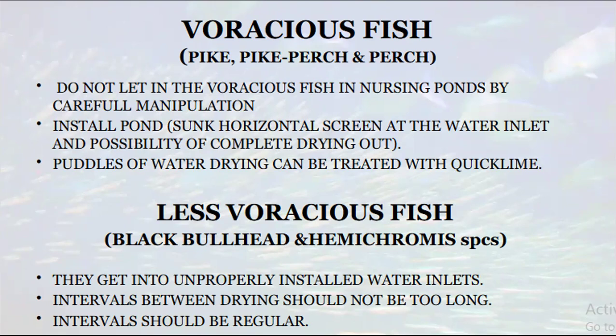And how can we control the less voracious fish like black bullhead and hemichromis fish? Basically, these less voracious fish can enter the culture system easily. And make sure the inlet is properly installed and the drying out period is not too long, because if it is too long, there are chances that black bullhead and hemichromis will be present in that area, and the interval should be regular.